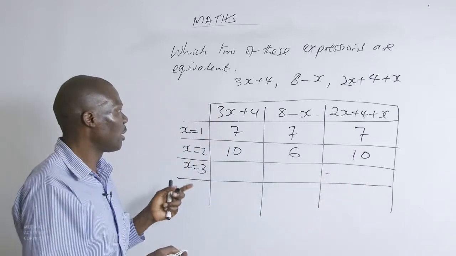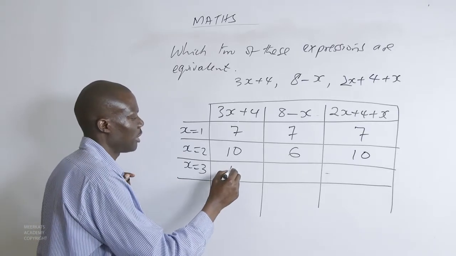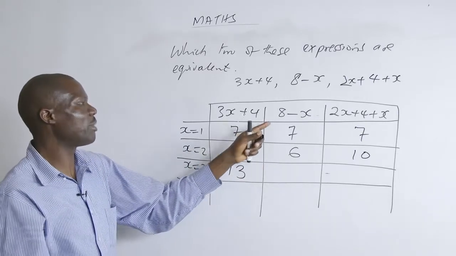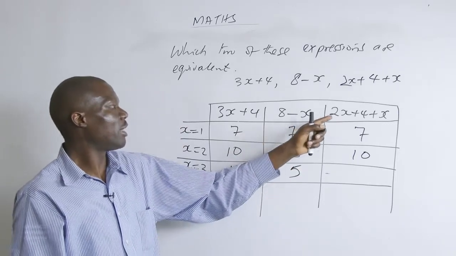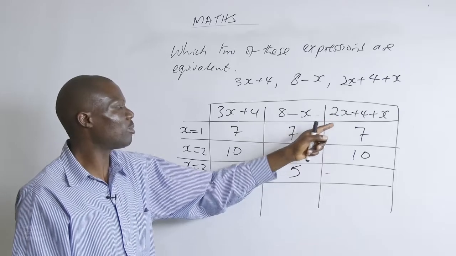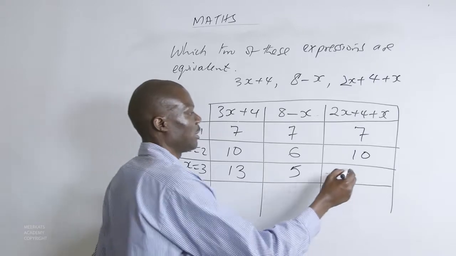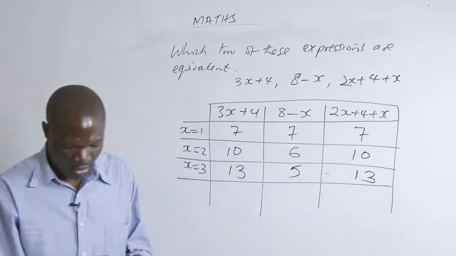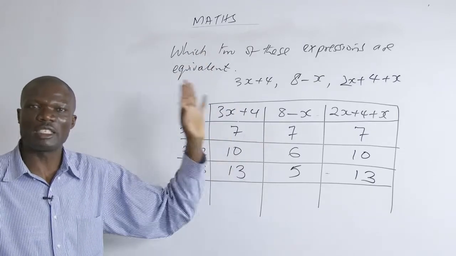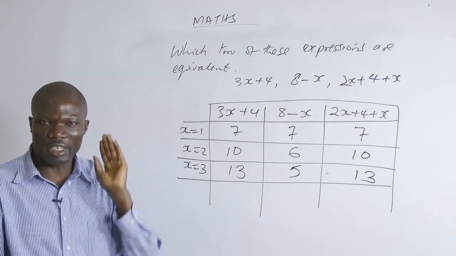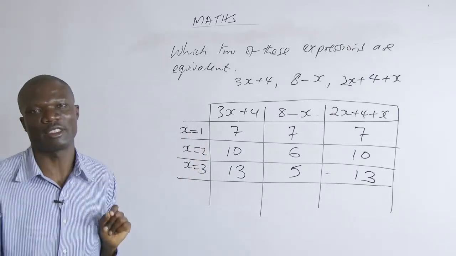And then when x is 3, it is 3 times 3, which is 9. 9 plus 4 is 13. 8 minus 3 gives us 5. And finally, 3 times 2, which is 6, plus 4 gives us 10. Then 10 plus 3 gives us 13. From your own look, which of these expressions has constantly been giving us equal answers? Just look at what we have and tell us.